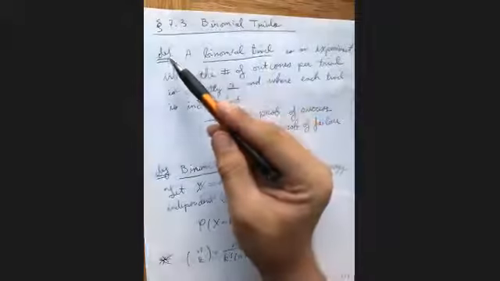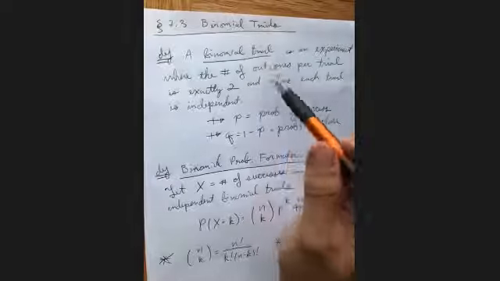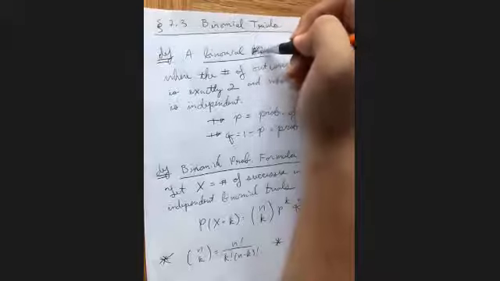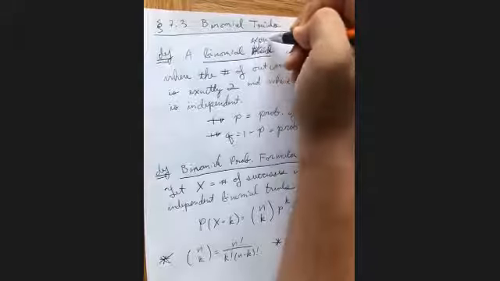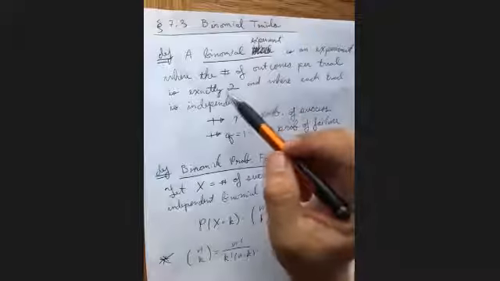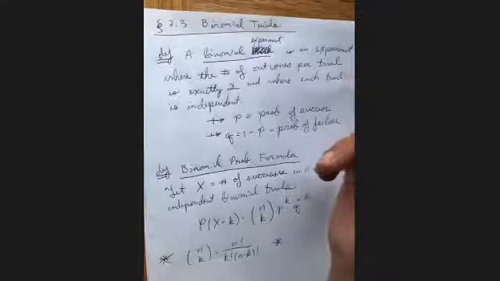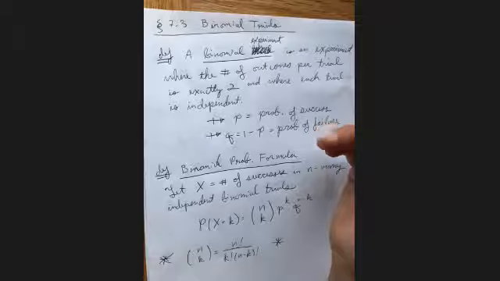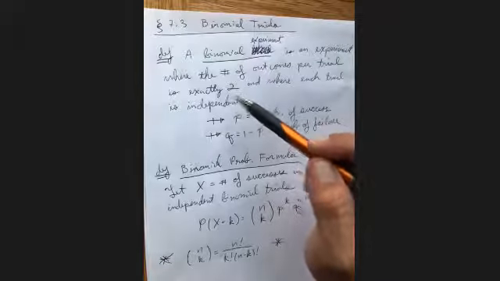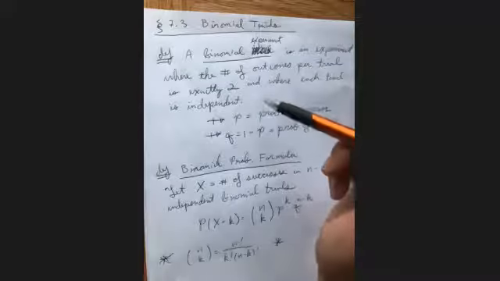So we're going to define what a binomial trial is. Or I should say, rather than trial, I'm going to correct this and say this is not trial but experiment. It's a better word. So let me just correct that. So a binomial experiment is an experiment where the number of outcomes per trial, so per every iteration of the experiment, is exactly 2. So there are only 2 outcomes for every trial, and each trial is independent.